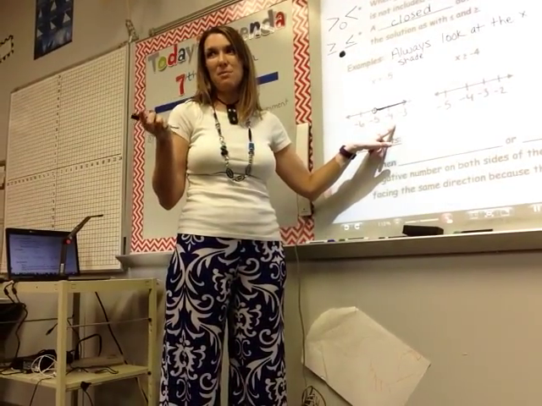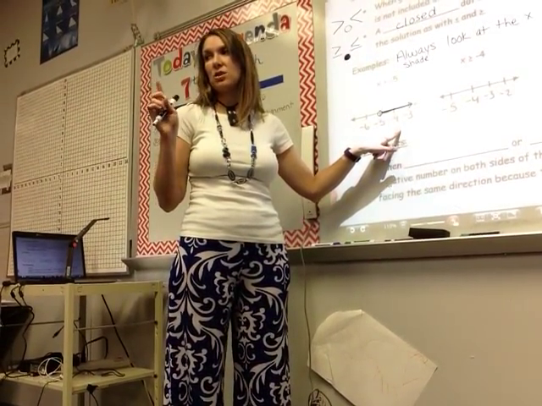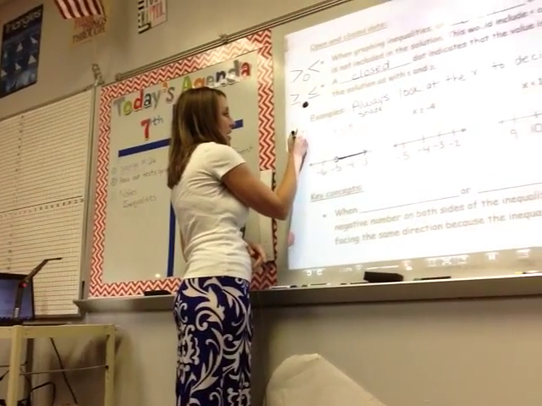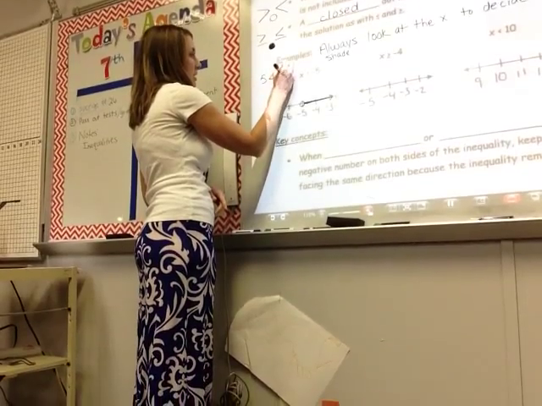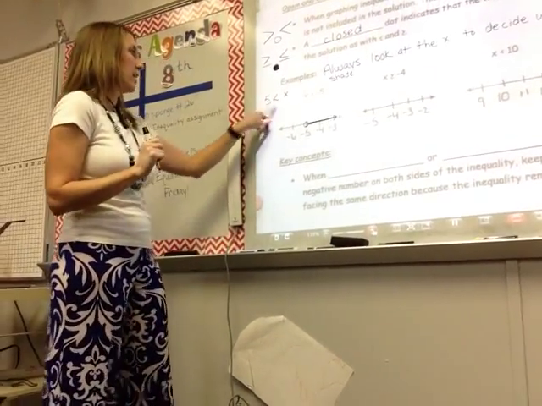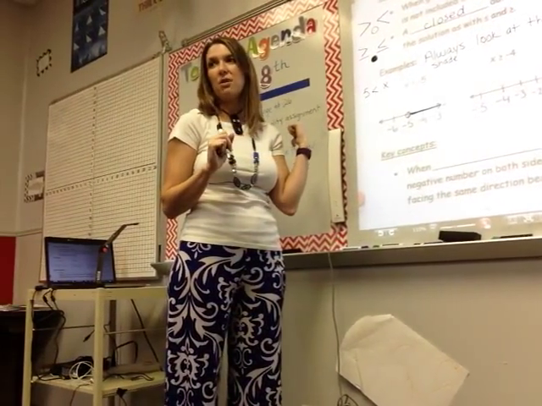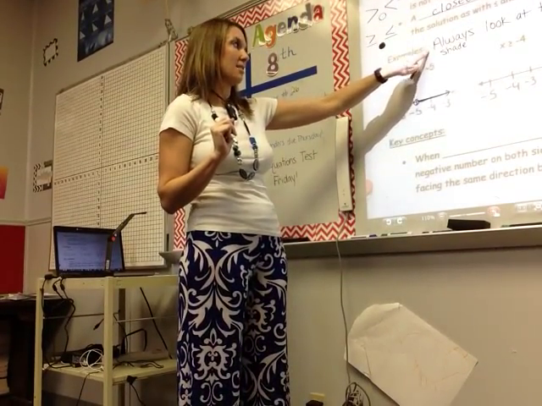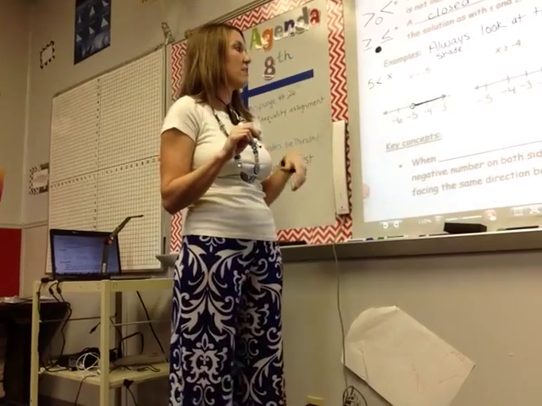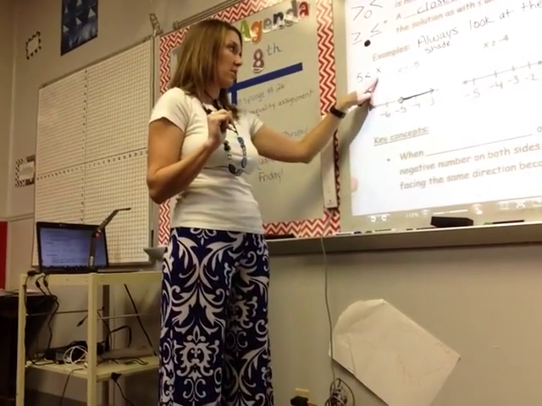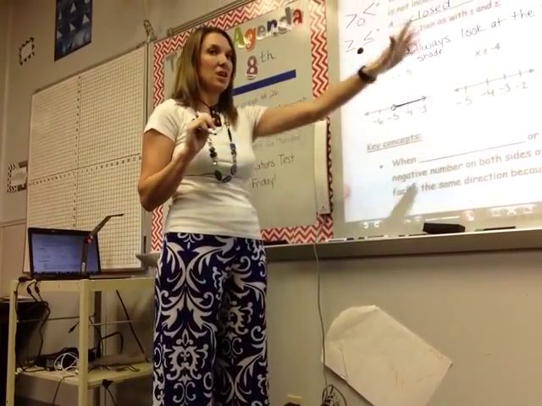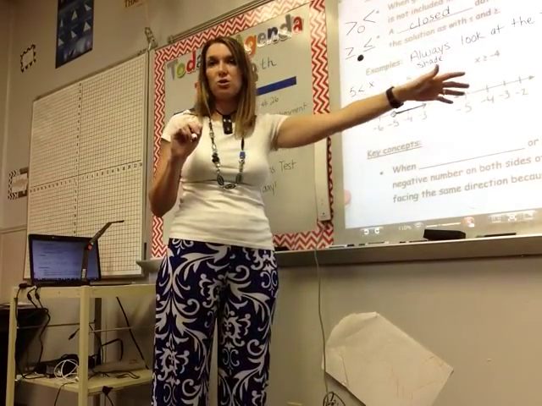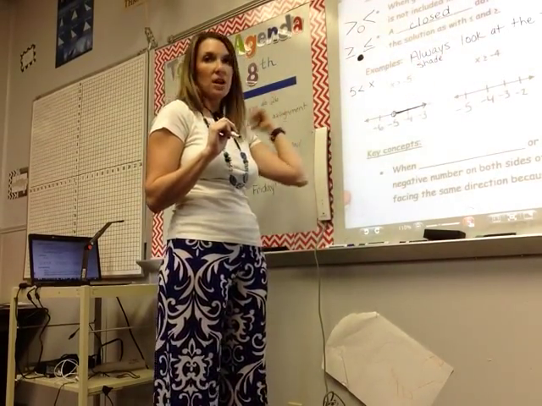That works sometimes, but what if I had something like this? 5 is less than x. Well, the arrow is pointing to the left, so some people say, oh, shade left. But what did I tell you? Always look at the x. Is x bigger than 5 or smaller than 5? Bigger. If x is bigger, then I shade everything bigger. You always shade what x is. If x is bigger, you shade bigger. If x is smaller, you shade smaller.